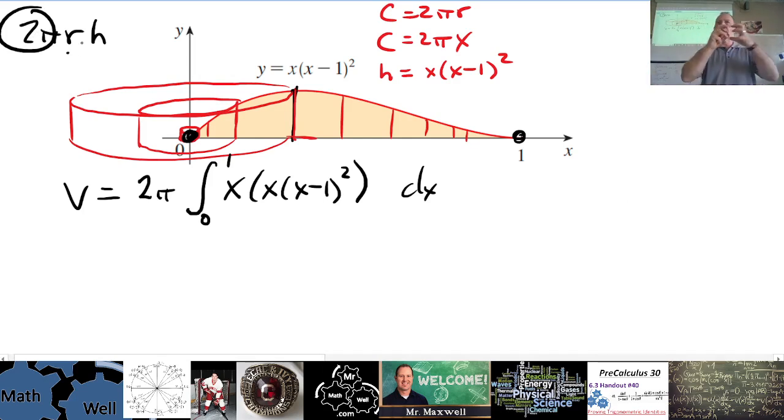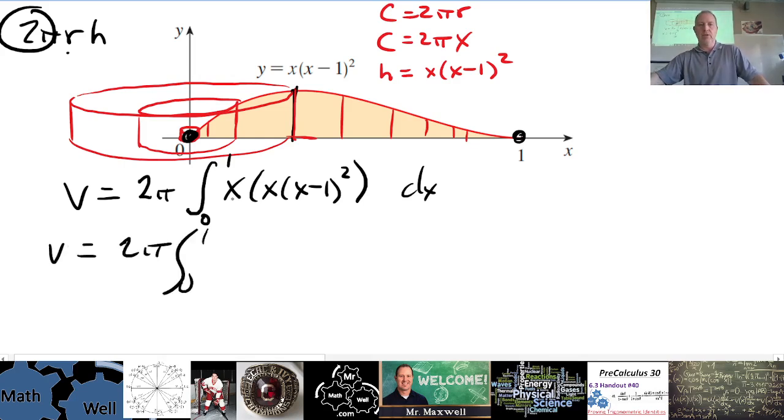What is r? What's the radius of the cylinder? And what's the height of the cylinder? Is it a difference between two functions? Is it just one function? So on. Okay, so let's do this. 2 pi, 0 to 1.